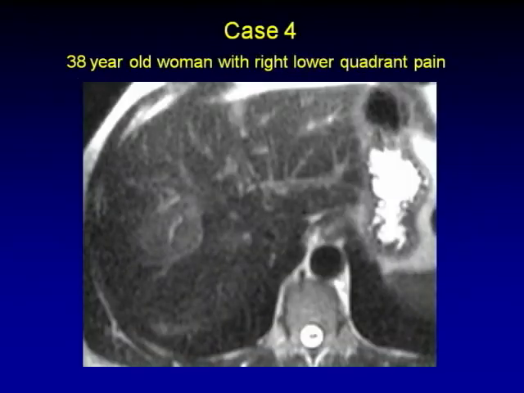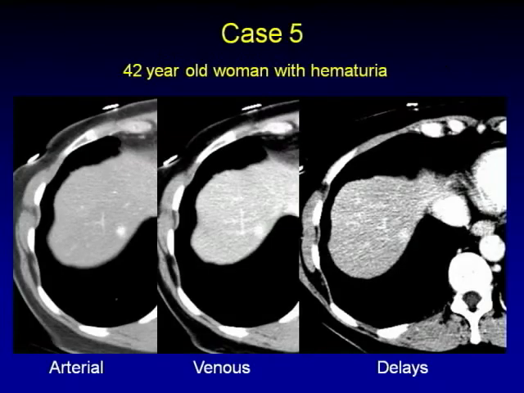Case 4 is a 38-year-old woman with right lower quadrant pain. Again, this was an incidental finding on CT. She underwent MRI for further characterization. And then this is case 5, a 42-year-old woman who had a CT to investigate hematuria.